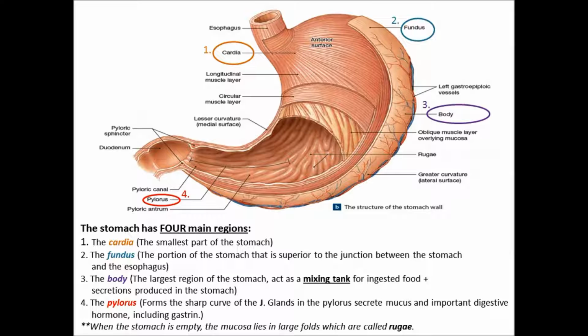The fourth region of the stomach is called the pylorus. The pylorus is divided into a pyloric antrum, which is connected to the body, and a pyloric canal which empties into the duodenum. A muscular pyloric sphincter regulates the release of chyme into the duodenum. When the stomach is empty, the mucosa lies in large folds which are called rugae.